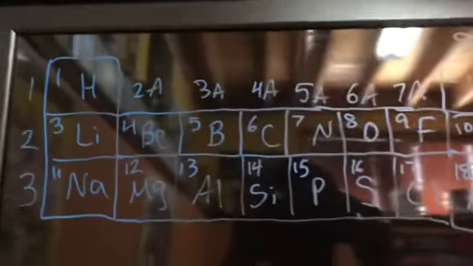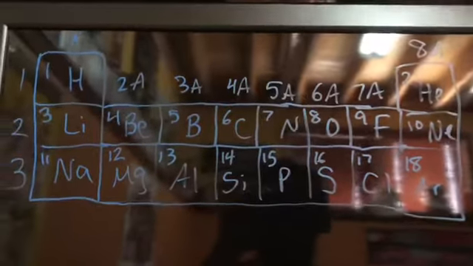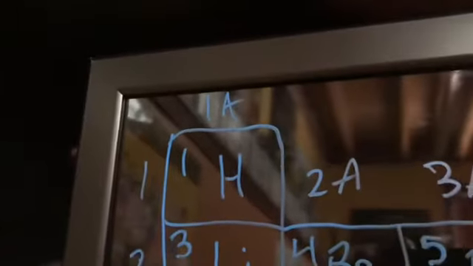So let's take hydrogen, for example. Hydrogen is element number 1, and it has 1 electron. So if I make the nucleus here, and it has 1 orbit with 1 electron, it has 1 proton and 0 neutrons. So this is what hydrogen looks like. But we can actually get that information using the periodic table.